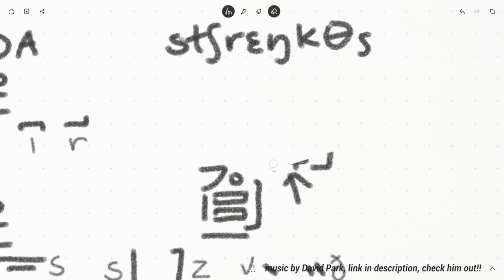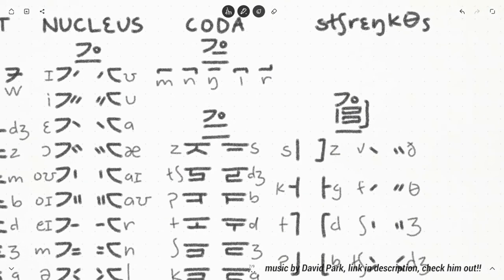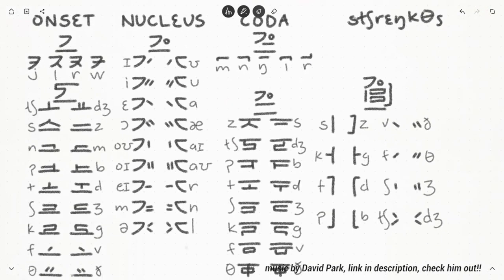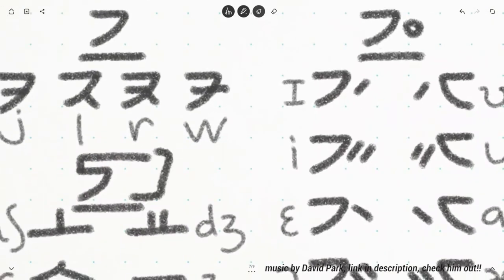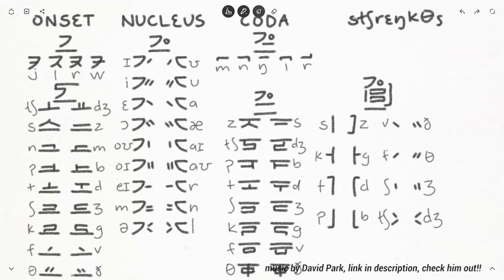I'm going to post a picture of this key in the description. And also, one thing to note, I forgot to include H, right? So if you have an H in the onset, just draw this. Just modify the nucleus to look like this, but don't put anything on top. And that can mean an H. There's nothing else that looks like that, so you're good there.